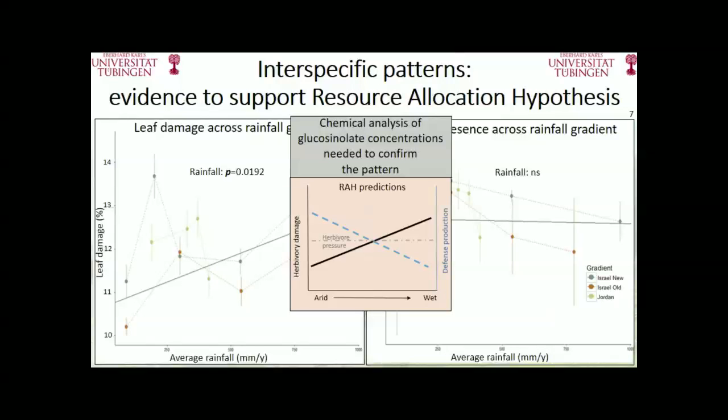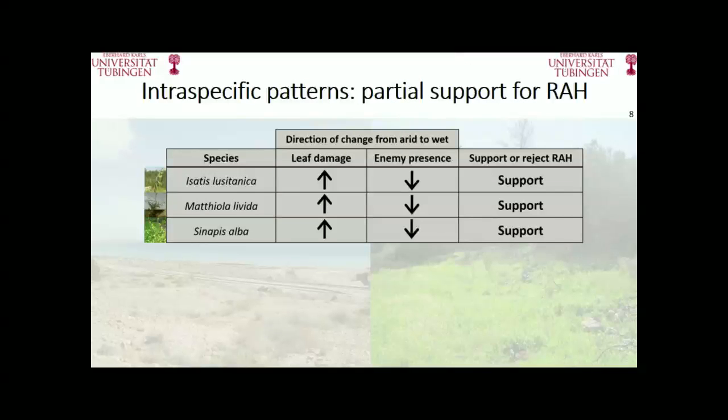However, we can't fully support this hypothesis as yet, as we do not have full chemical analysis of the glucosinolates, and we will need this to fully confirm. But the question throughout is, are the patterns the same at the intraspecific level? And so I'm going to show you results from 7 different species. And in these 3, we do have support for the resource allocation hypothesis. We see this increase in leaf damage, whilst enemy presence here decreases, but this shows that it's the resources that are driving the investment or the damage that's happening.